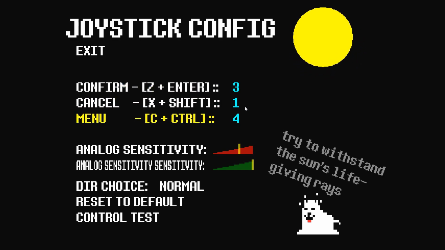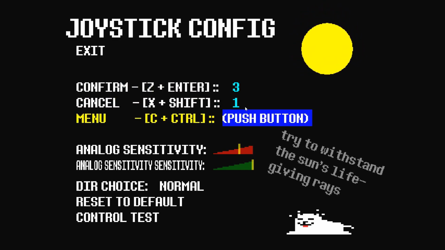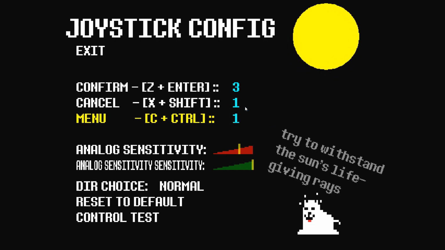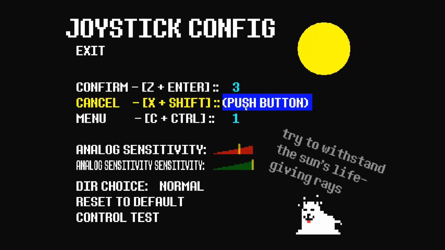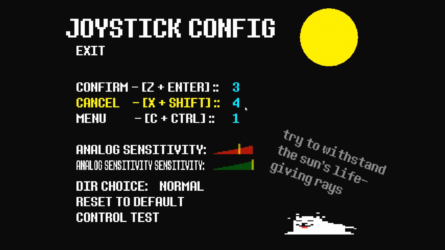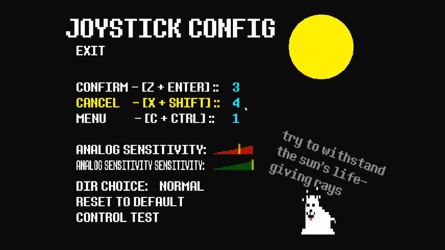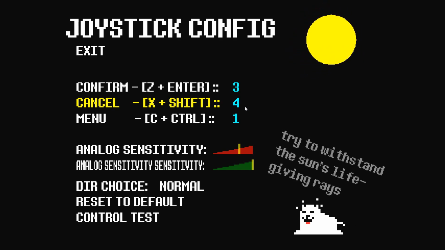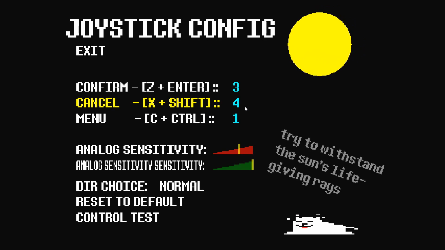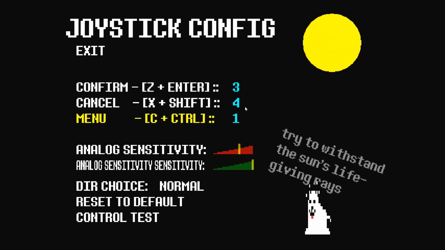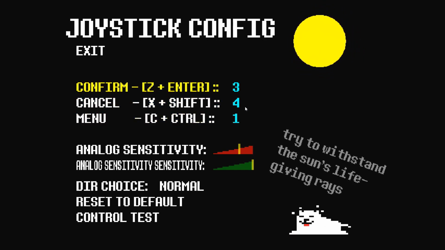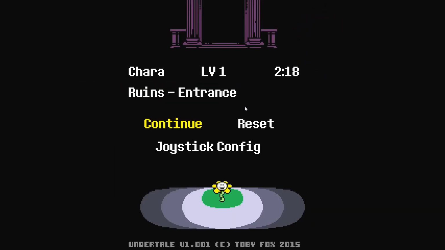So I want my menu to be a different button, so we're going to go ahead and go with that. And there we go. Kind of like a PlayStation setup. Circle would be like cancel, which is 4 on this controller. Menu would be like square on this controller, and confirm would be like X. Okay, so we're done there.